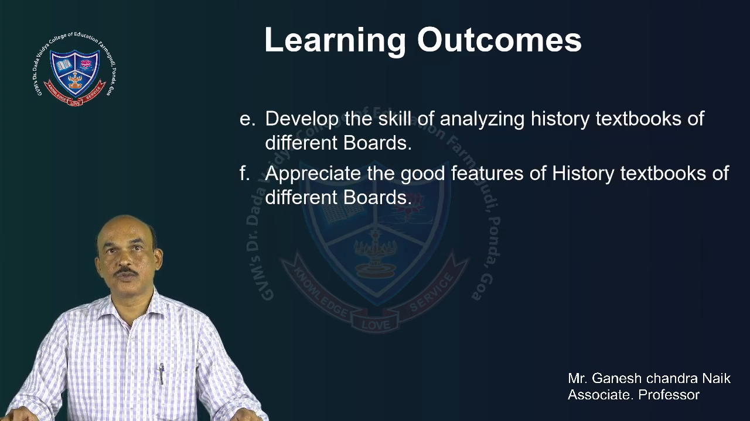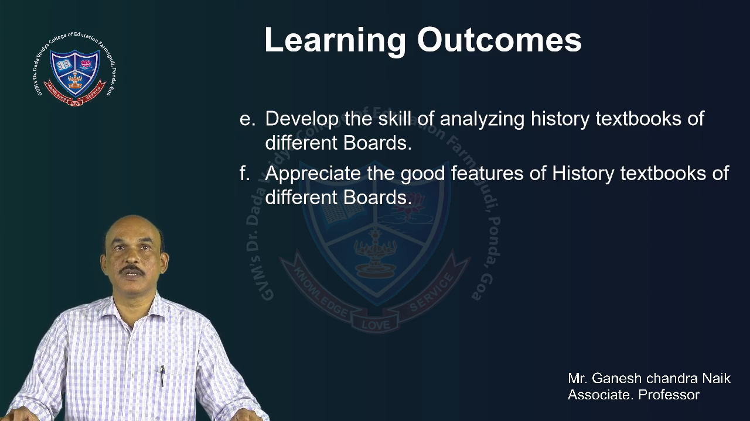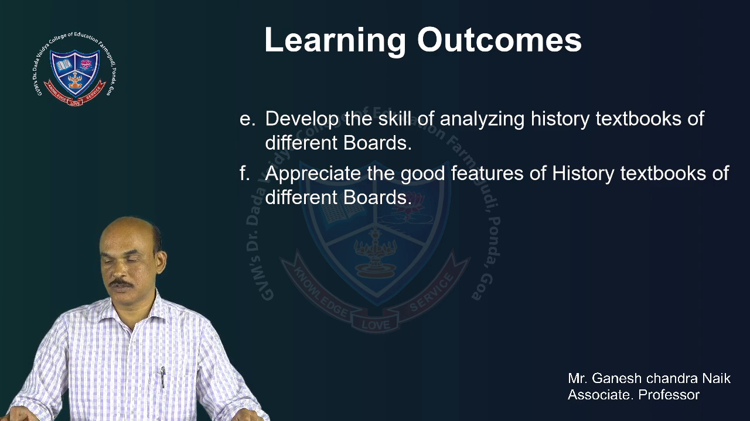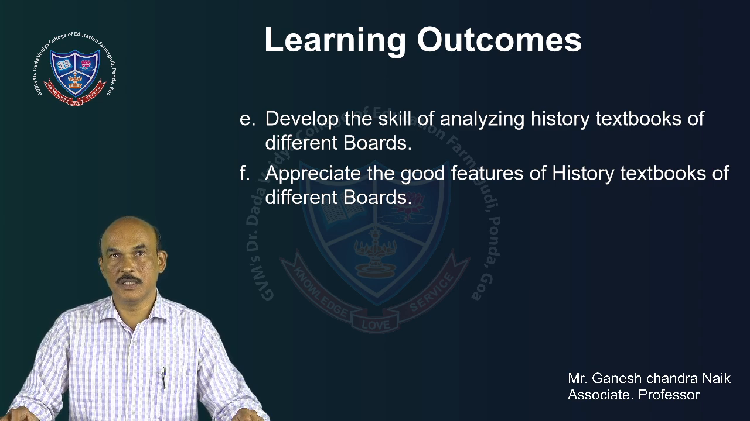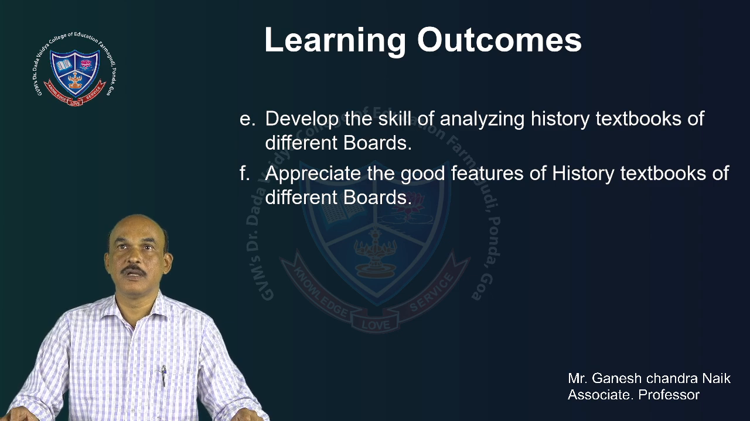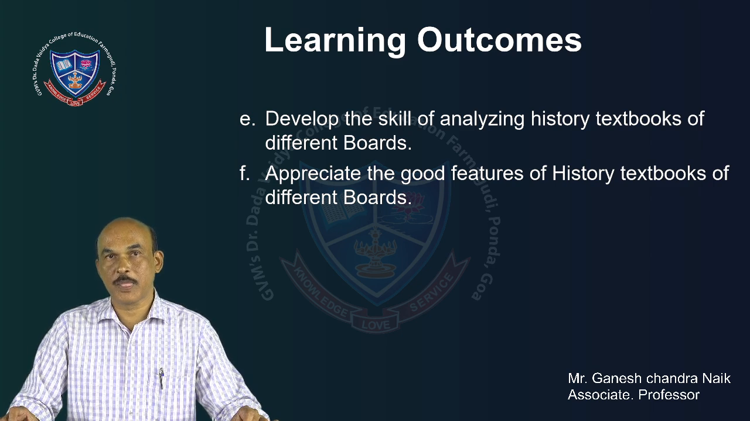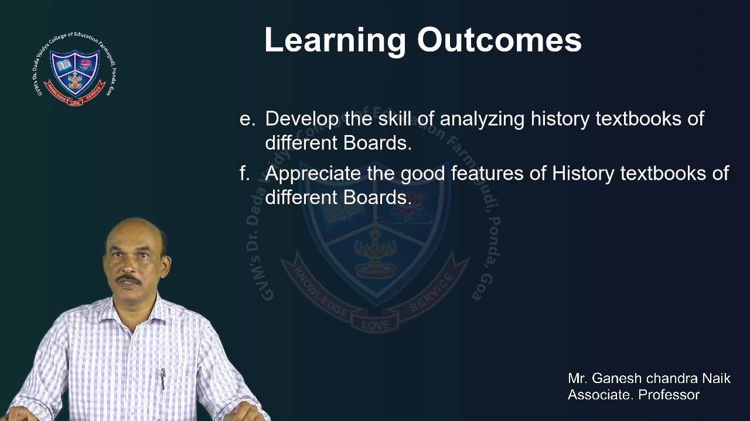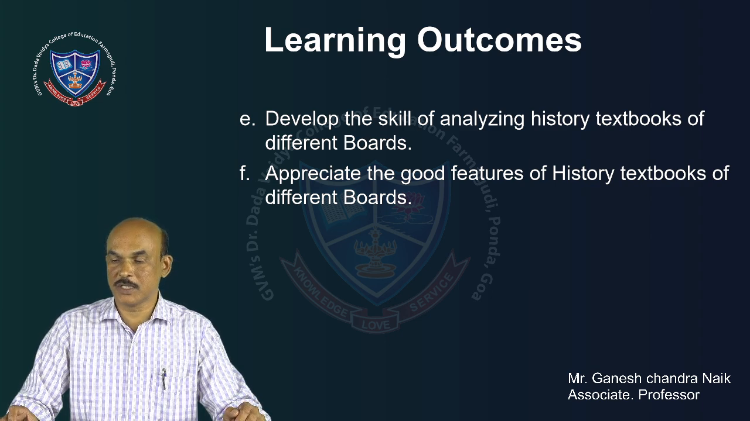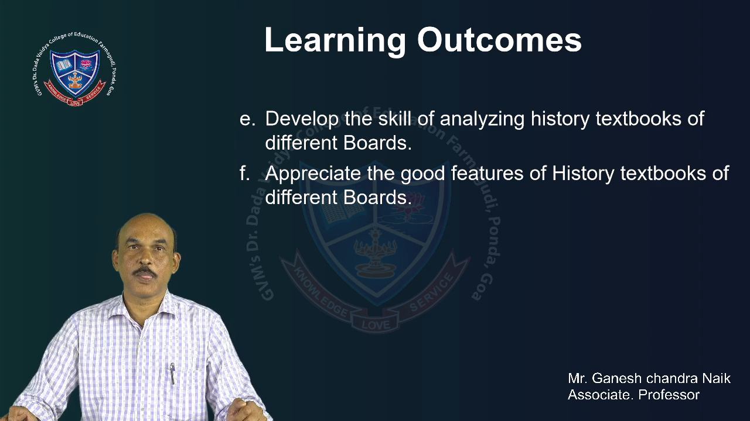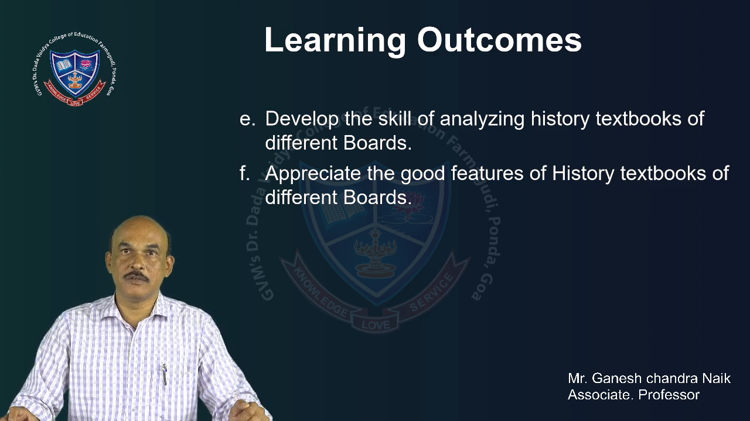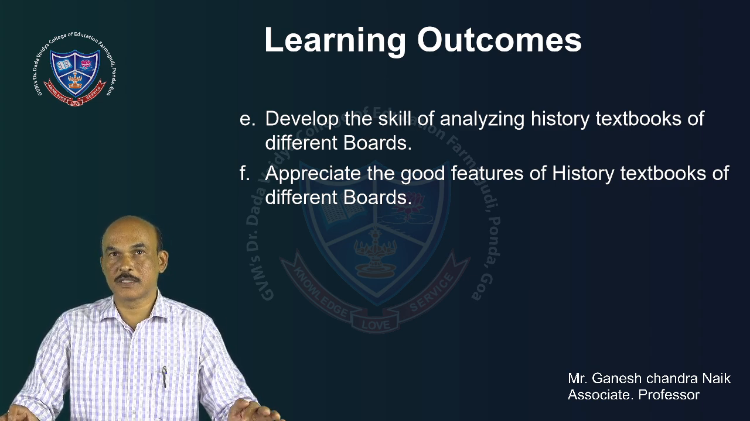And the last two learning outcomes are developing the skill of analyzing history textbooks of different boards. In one of the subunits you are going to compare textbooks of different boards, so automatically you will develop the skill of analyzing them. And in that exercise, finally, you should be able to appreciate the good features of history textbooks of different boards, so that when we revise our textbooks, we should be able to incorporate good features from different school textbooks.